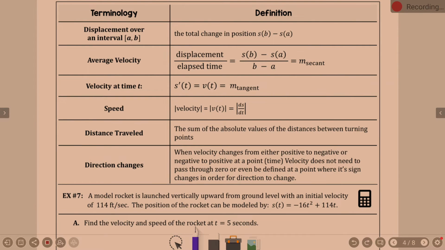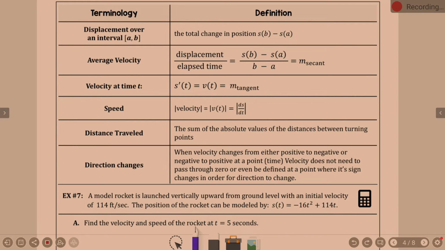Displacement over an interval. Remember, displacement is not total distance, but total change in position. So with displacement, you're not looking at, oh, we traveled 5 units forward, then 2 units back, plus 6 units forward. You're not adding all those up. Total displacement is, I started here, I did a bunch of stuff, I ended here. What's the difference between my beginning and end? Average velocity, displacement over elapsed time. So difference from beginning to end over time. Also, you'll notice it's listed as slope of the secant line.